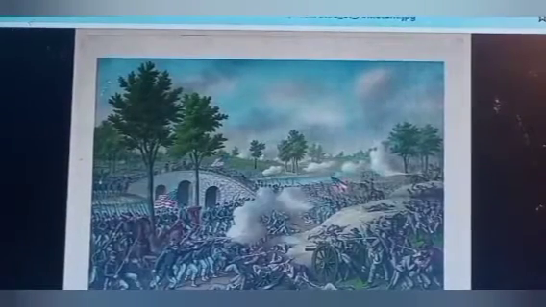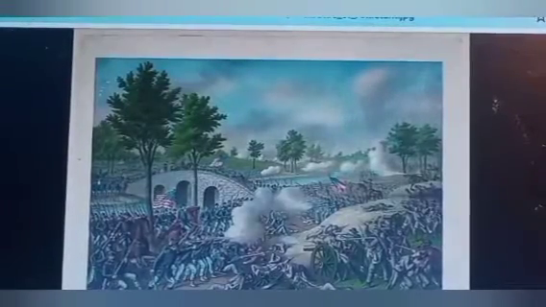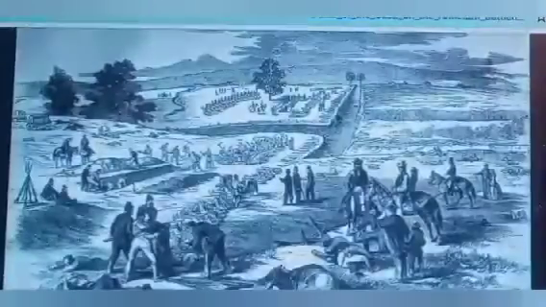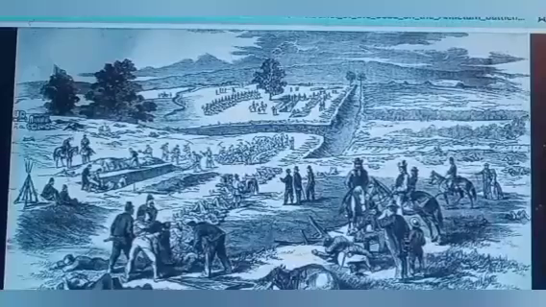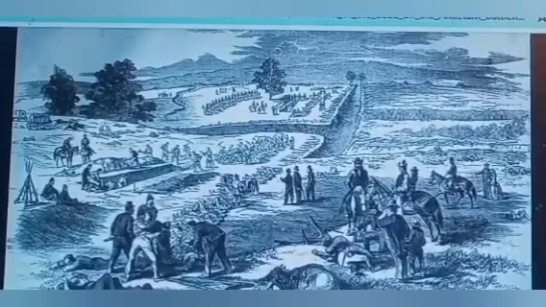Battle of Antietam, Army of the Potomac, General George B. McClellan. Burial of one of the dead on the Antietam battlefield.